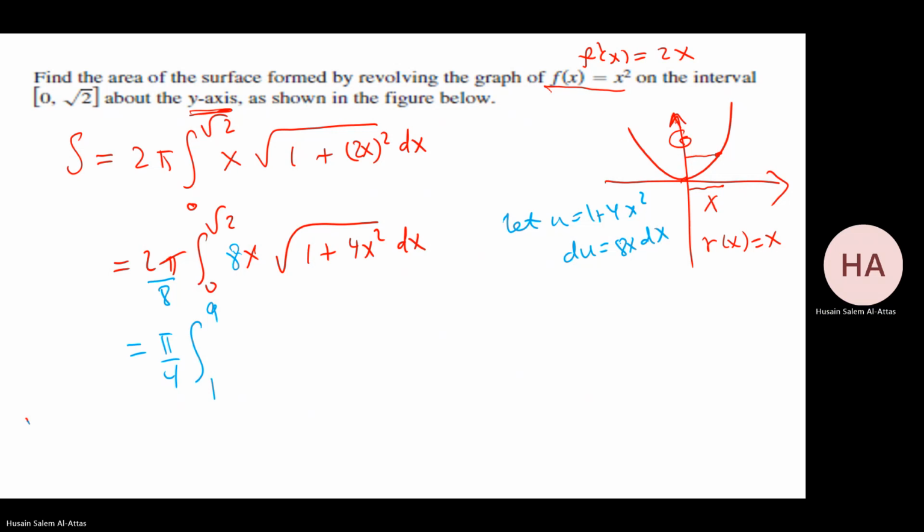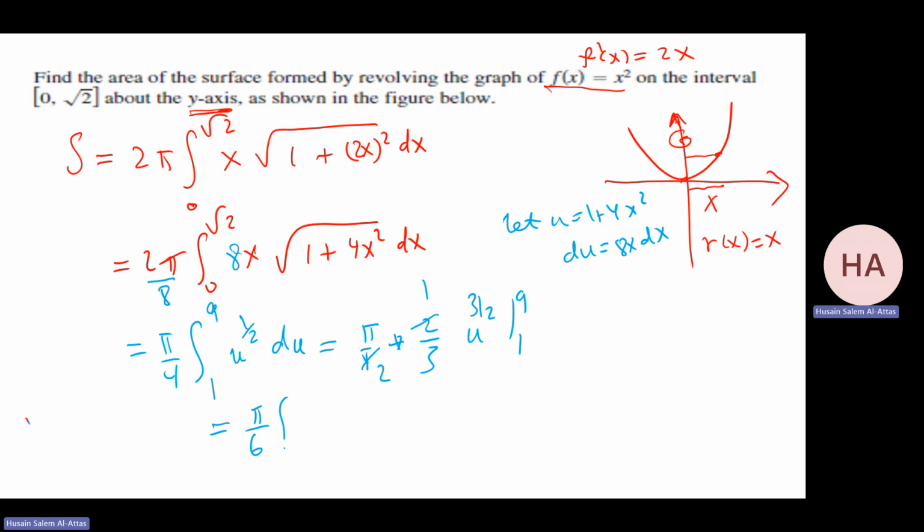So that gives me what? The integral of u^(1/2) du. That's going to be π/4 times 2/3 u^(3/2), from 1 to 9. That gives me π/6 times what? The square root of 9 is 3, cubed that will be 27, minus 1. That will be 26, which is 13π/3. That will be the answer.